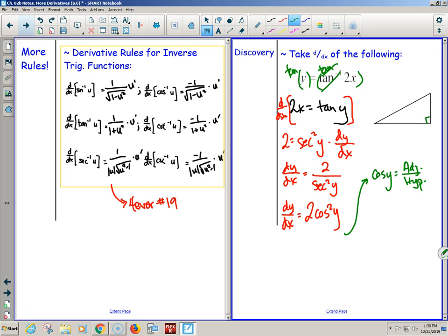I need a triangle. Okay, there's my angle. It's going to be an opposite over adjacent this time, guys, because it's TOA. Stink. I need a hypotenuse. Oh wait, Pythagorean theorem. 1 squared plus 2x squared, which is 4x squared, square rooted, is my hypotenuse. Got him.